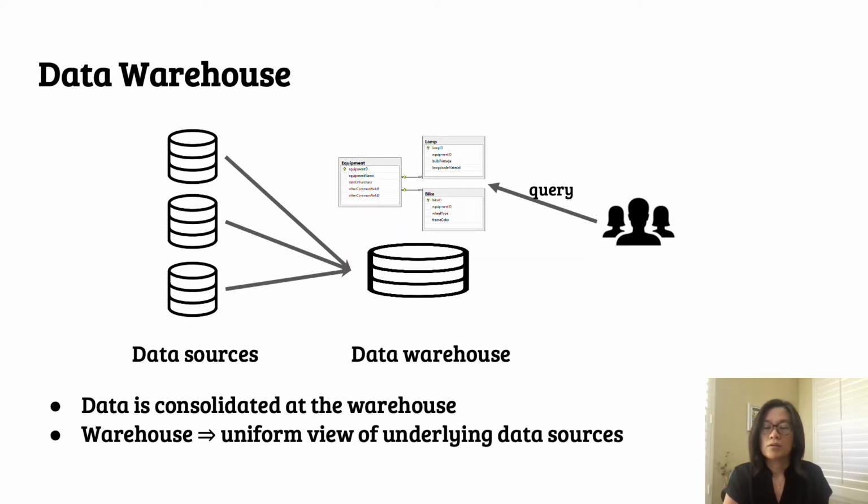A data warehouse is similar, except that the relevant data from the sources are brought together as a single data source, called the data warehouse, that conforms to the global schema. That is, the schema of the data warehouse provides a uniform view of the underlying data sources, just as in the case of a virtual data integration system. When a user poses a query against the schema of the data warehouse, this query can be immediately answered using the data warehouse alone.